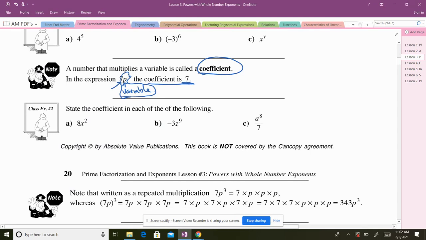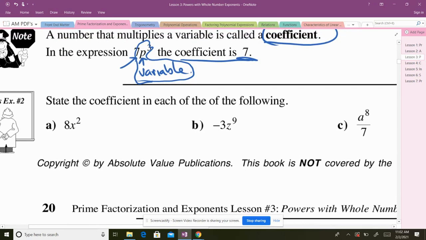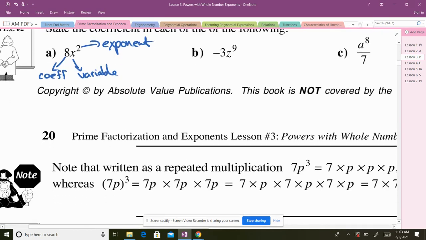So if I said 8x to the power of 2, what is the coefficient? 8 is the coefficient. What is the variable? What is the letter in this one? It's x. Yes, this is the variable. What's the exponent? See? Who doesn't think that was fun? It's better than Disneyland.